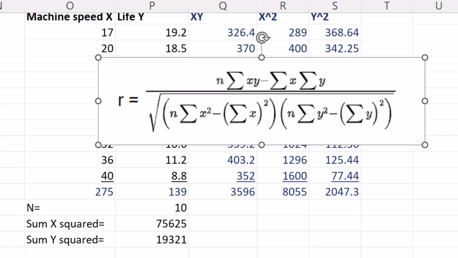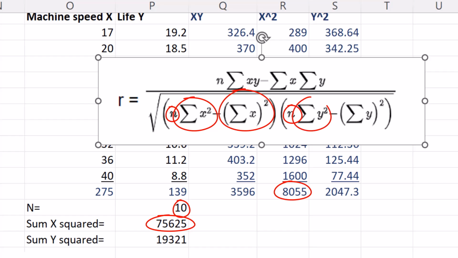So to recap, we've got to find n. That's the 10. The sum of x squared. X squared, the sum. Now, I've got to get over here, x squared to the power of 2. That would be this one. X squared to the power of 2. And n, that's the 10. The sum of y squared over here. And then we get the sum of y, again, which is right here. And we raise that to the power of 2.